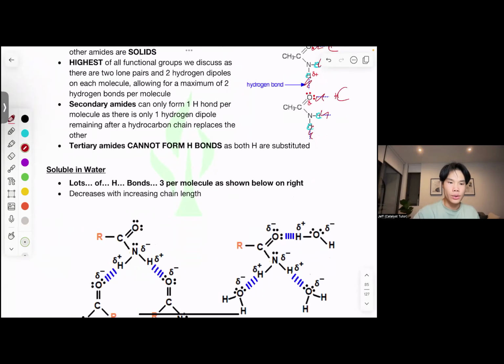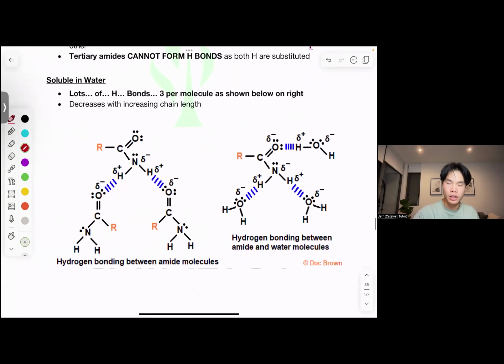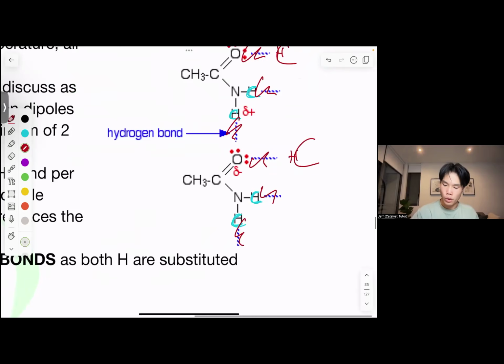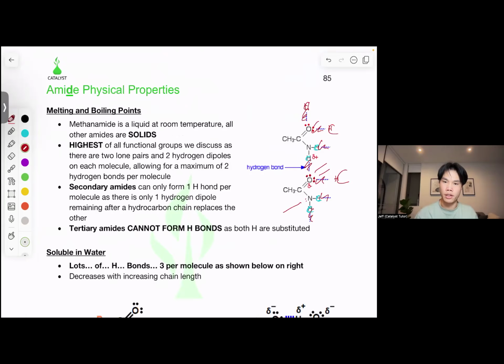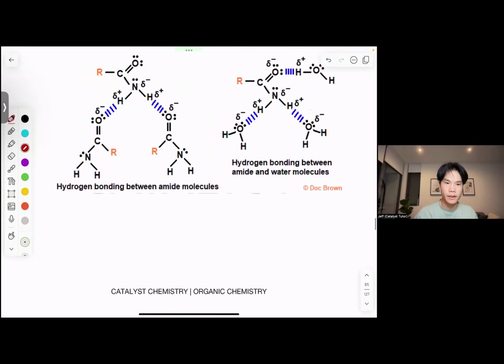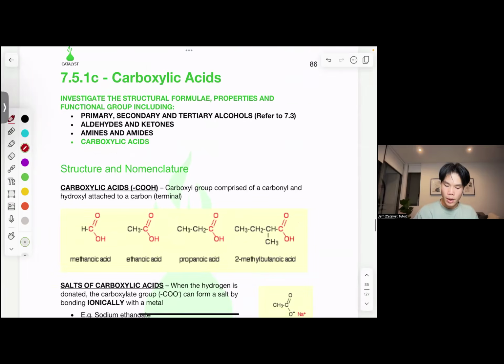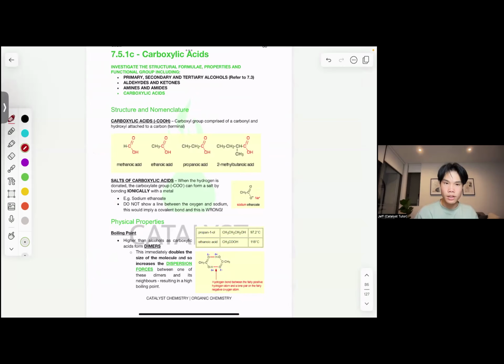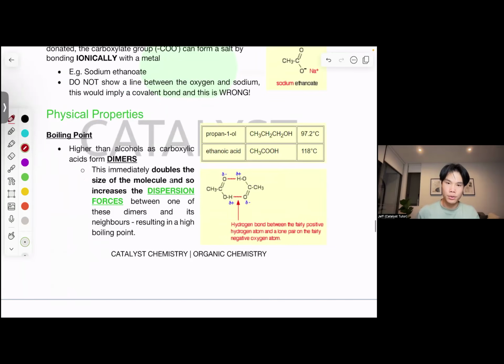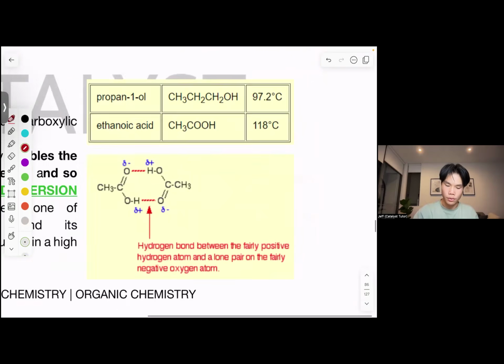Yes. So they're still soluble for tertiary amides at short chain length because of the presence of lone pairs on the oxygen, which can take on a H each, and they also have a lone pair on the nitrogen, which can take on a H as well. So they can still definitely dissolve in water, same as tertiary amines. Good. Carboxylic acids. Physical properties are unique. They form what we call a dimer. How does a dimer increase intermolecular force?